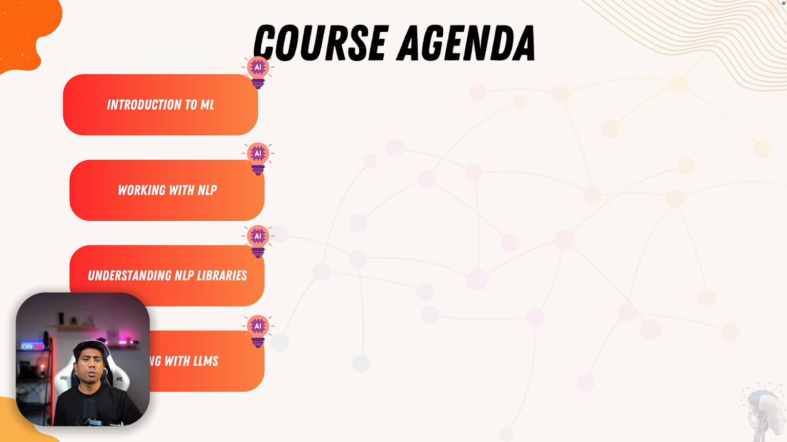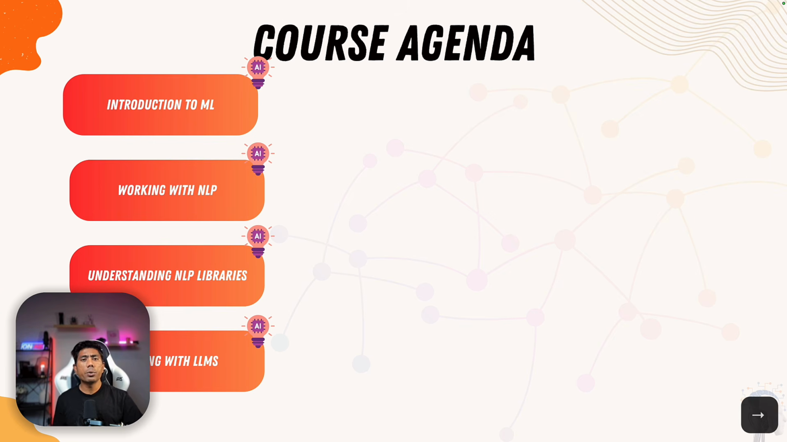The agenda of the course is going to look something like this. We are going to start off completely with the basics, as if you have zero idea about machine learning as well as how you can work with AI models. So we are going to start off with the introduction to machine learning, working with natural language processing libraries, understanding natural language processing libraries, and working with the large language models itself. We are going to be doing all the basic foundational stuff in these sections.